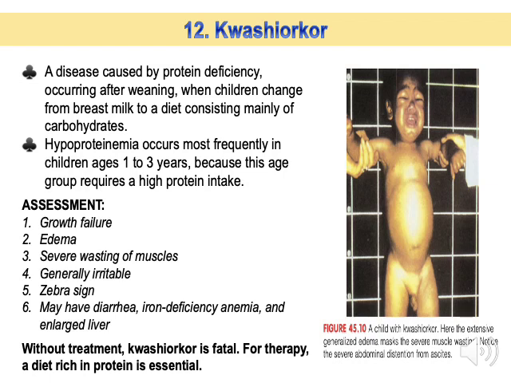Sixth, they may have diarrhea, iron deficiency anemia, and enlarged liver. These conditions will compound the problem. Without treatment, Kwashiorkor is fatal. As a therapy, a diet rich in protein is very essential. However, even if corrected later on, this may still result in failure of children to reach their full potential of intellectual and psychological development.